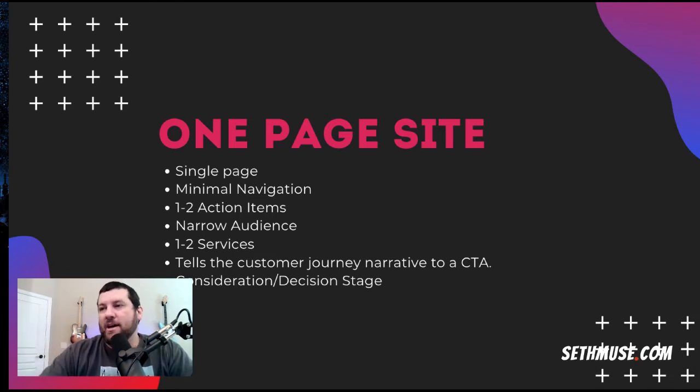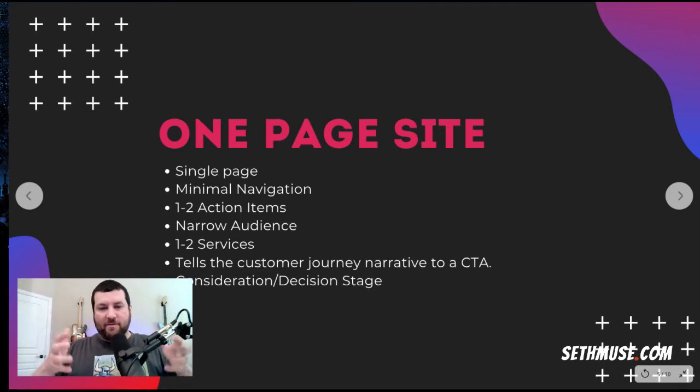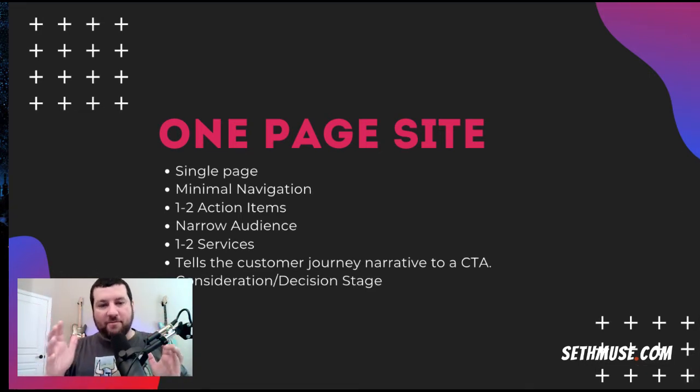So 1 to 2 action items, narrow audience. This is where you're starting to drill down into, like, we have a specific type of person in our general audience that we're looking for. And I think for services and companies that are like, we really just need a place to send people to book appointments. A narrow audience like that is what I mean. And that's great for a one page.